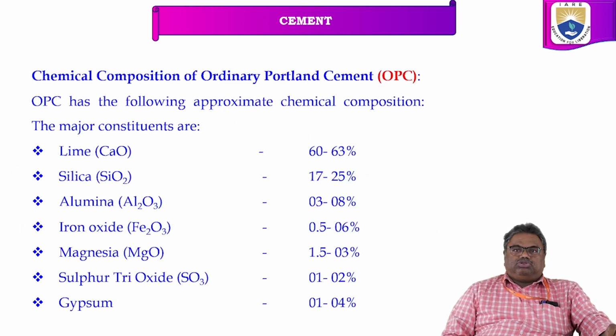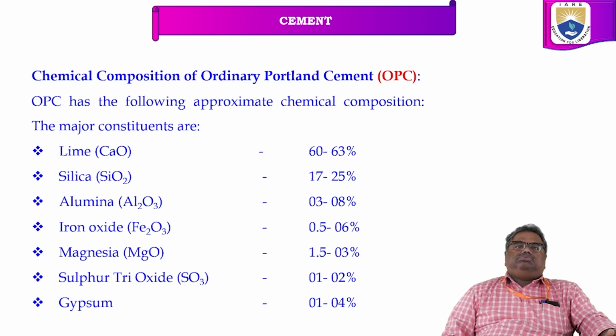The chemical composition we have also discussed in the previous class, so I'm giving it very briefly here. OPC has the following approximate chemical composition: lime should be around 60 to 63%, silica 17 to 25%, alumina 3 to 8%, iron oxide 0.5 to 6%, magnesium around 1.5 to 3%, and sulfur trioxide 1 to 2%. Gypsum is 1 to 4%. This is the chemical composition of ordinary Portland cement.